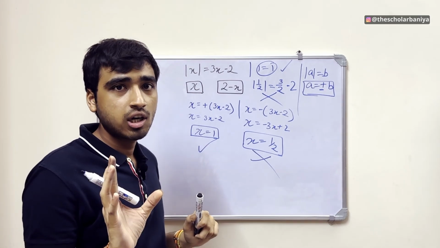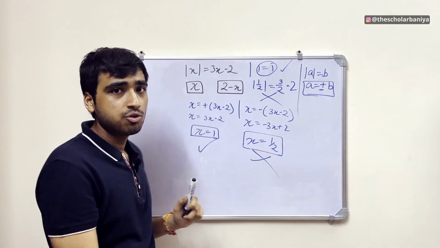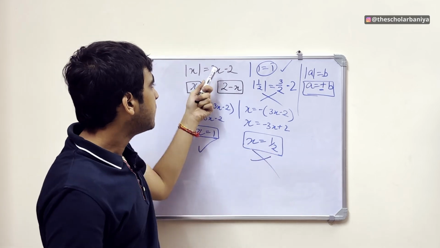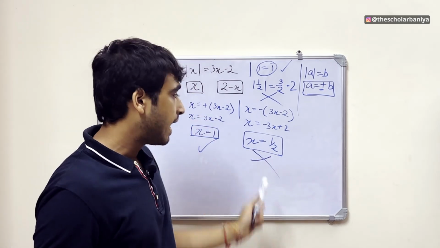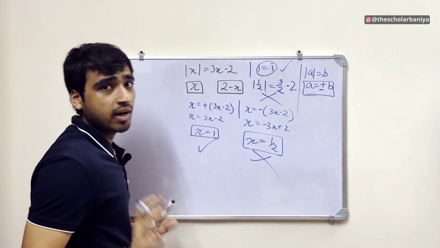So this is what I was talking about. Initially, there were two solutions, but you always have to put the value of x back and double check. So finally, you get this as a solution and not this. So x equals 1 is the answer.